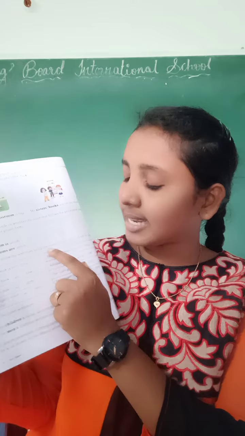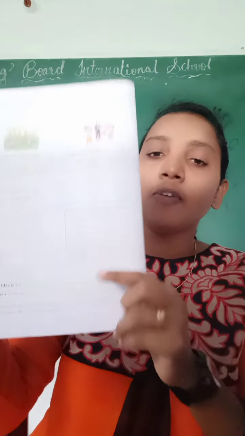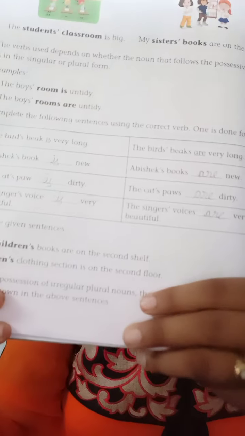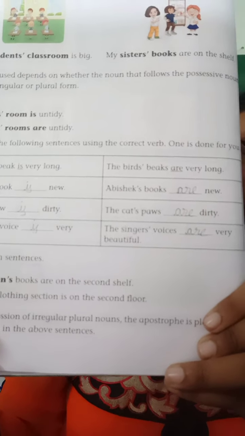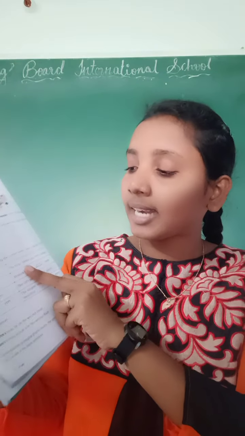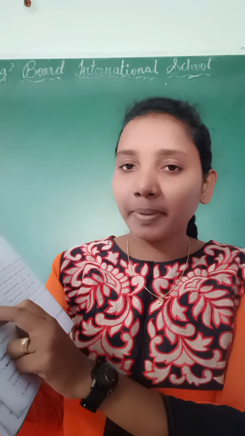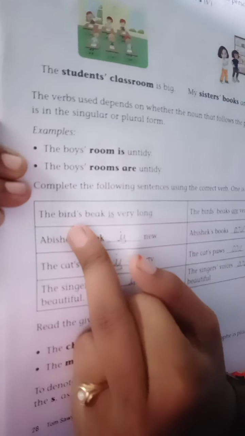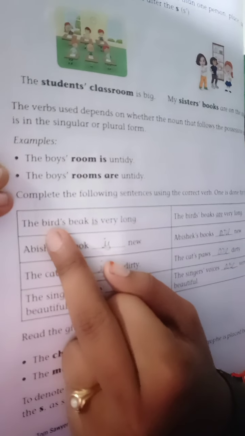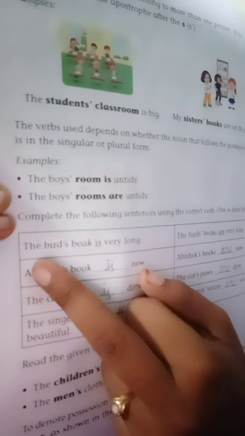Complete the following sentences using the correct verb. One is done for you. What we have to do, children? We have to complete these blanks by using the correct verb form. See the first one. The bird's beak is very long. The bird's beak. Here the apostrophe is there before S. So we have to keep is only because it is one bird.